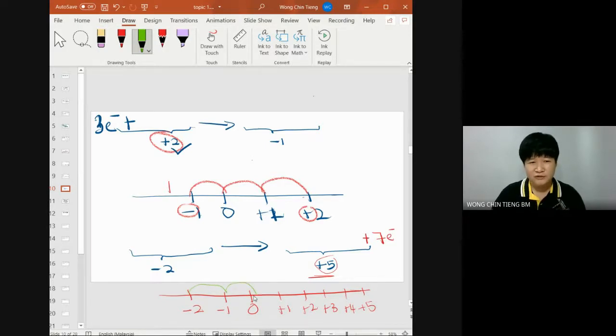Okay? 1, 2, 3, 4, 5, 6, 7. Happy? Tak ada calculator, tak ada apa. Jawapan betul. Make sense? Alright?